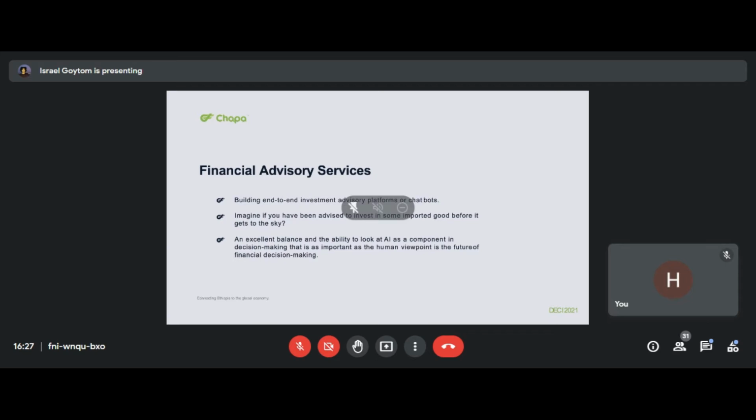So what we're trying to build is an end-to-end investment advisory platform, a chatbot. Let's say you've been advised to invest in some imported goods. Back in the days when COVID started, I remember in Ethiopia everybody was talking about importing medical goods for society. But what if you've been advised to do that?